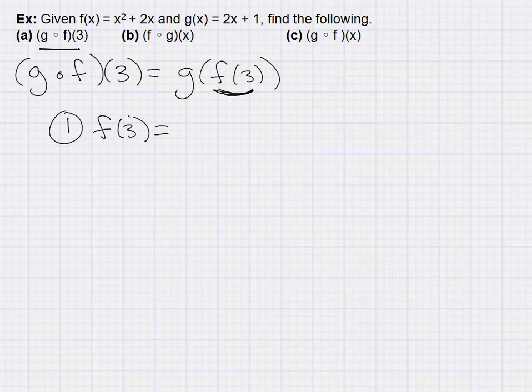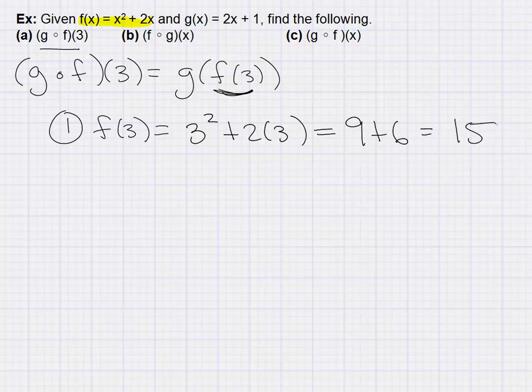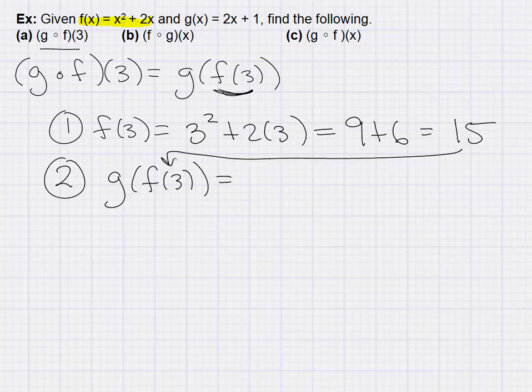So if I plug 3 into f, here's f. If I plug 3 into f, I have to do 3 squared plus 2 times 3. Okay, in that case I get 9 plus 6 equals 15. Alright. The second thing I'm going to do is then find g of f of 3. Well, we already found out that f of 3 is 15, so really what I have to do is find g of 15.